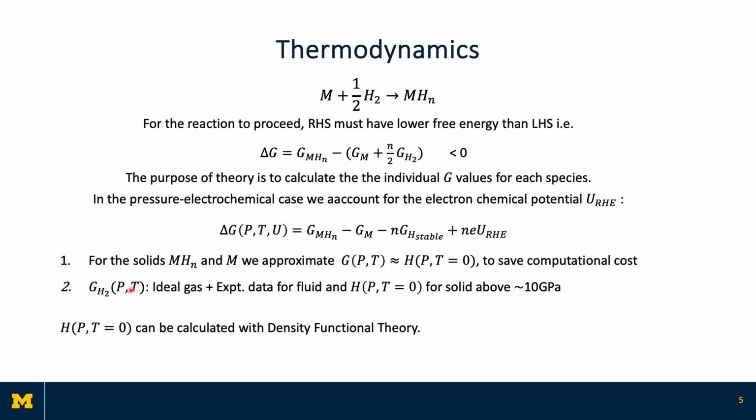But that's not the case, of course, with hydrogen. Hydrogen is a gas at ambient conditions. If you increase pressure to around 1 gigapascal to 10 gigapascal, it's a fluid, and it's solid above 10 gigapascal. So we use an ideal gas approximation at the lower pressures, but we need to use experimental fluid data in that intermediate region, and then we can only approximate it as a solid when it has solidified above 10 gigapascal. I say we use G here, but in principle, we approximate all the solids using the enthalpy, which is H of P at T equals zero. This is the thing that we calculate using density functional theory.